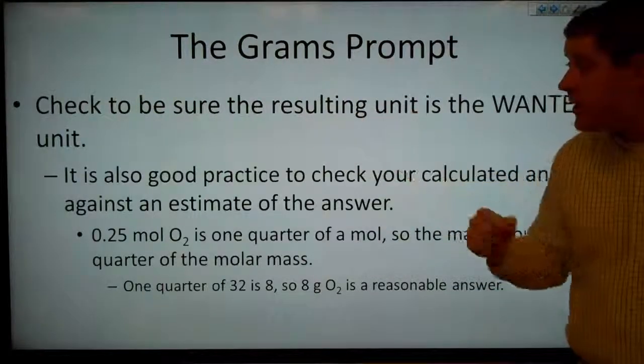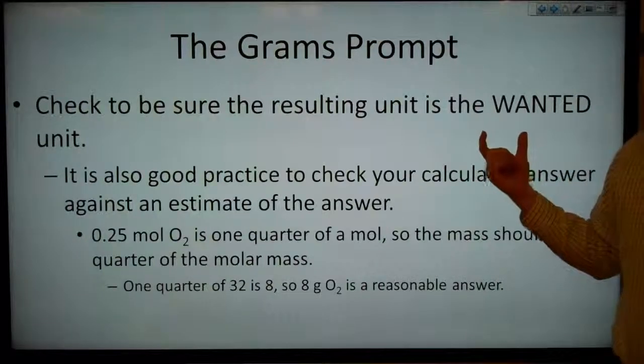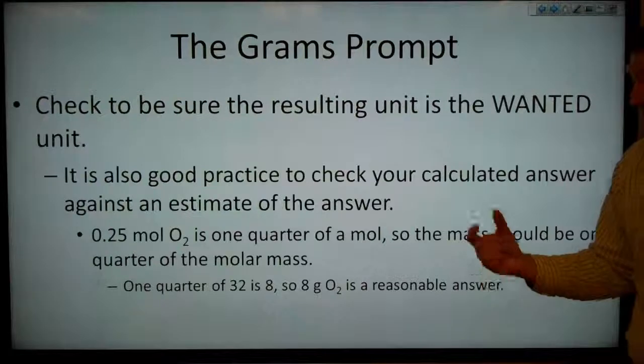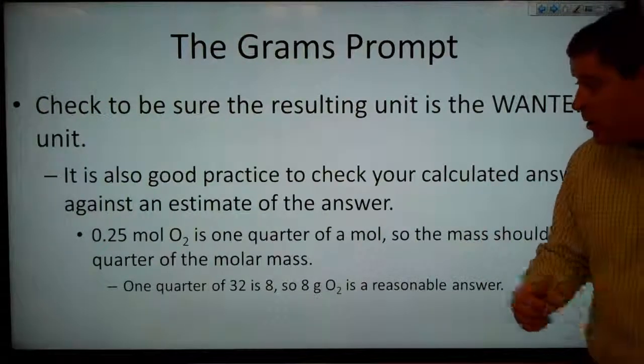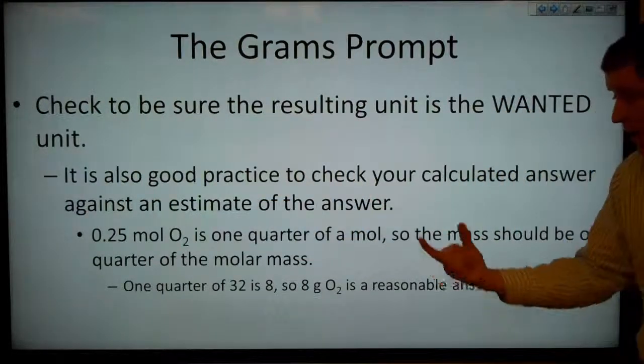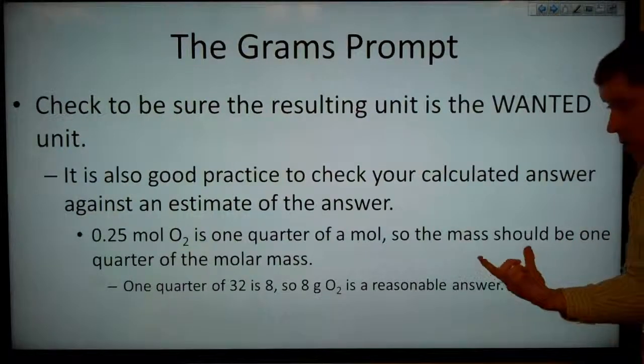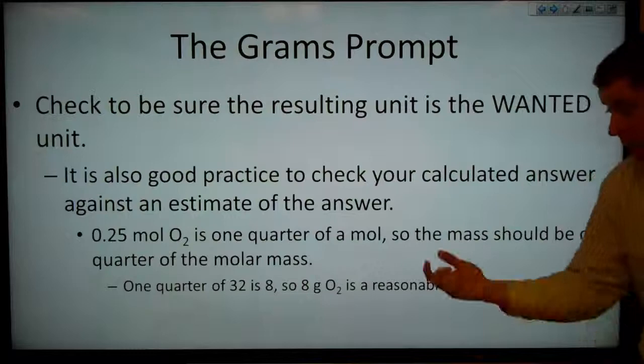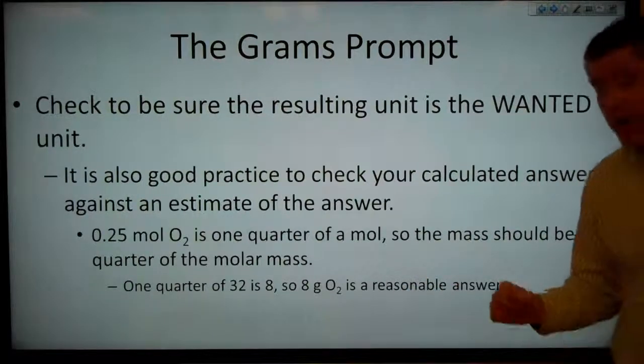So then you need to check to make sure the resulting unit is in fact the wanted unit. It's also good practice to check your calculation and your answer against an estimate of the answer. So 0.25 moles of O2 is 1/4 of a mole, so the mass should be 1/4 of the molar mass. 1/4 of 32 is 8, so 8 grams of O2 is in fact a reasonable answer.